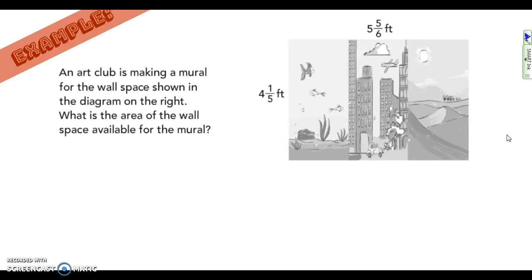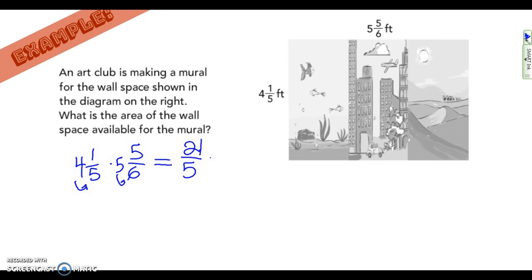Okay. So, here's another example. An art club is making a mural for the wall space shown in the diagram on the right. What is the area of the wall space available for the mural? So right now they have it labeled 4 1/5 by 5 5/6. Okay? Again, first thing you do, turn it into an improper fraction. This is the same as 4 times 5, which will give you 20. Add your 1, which is 21 over 5.